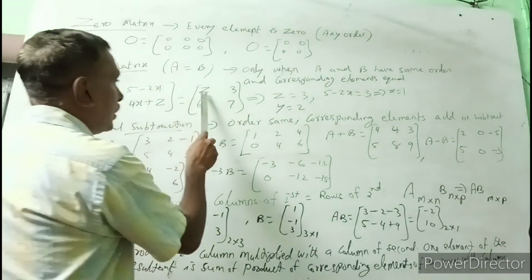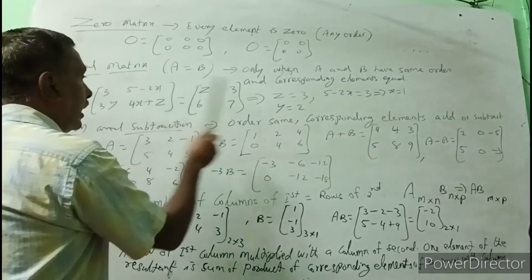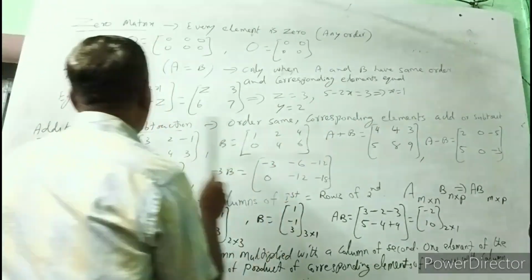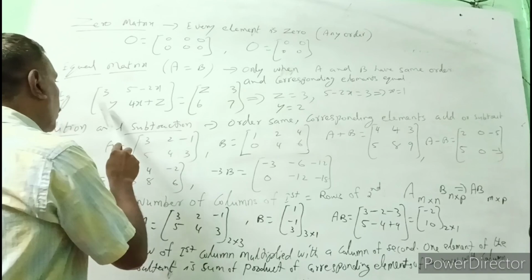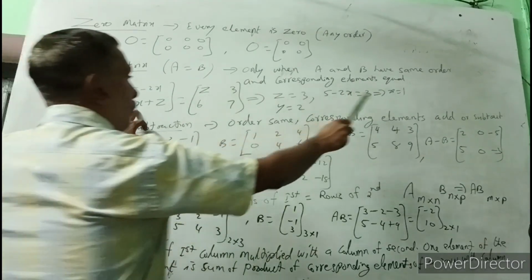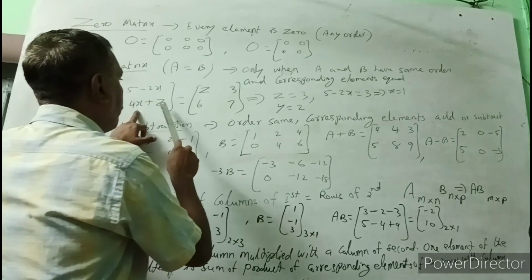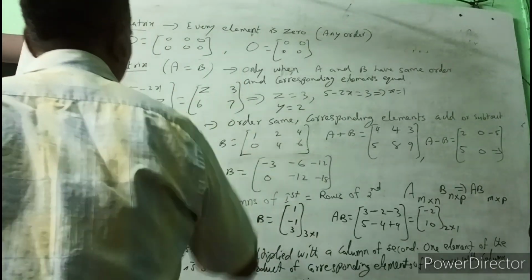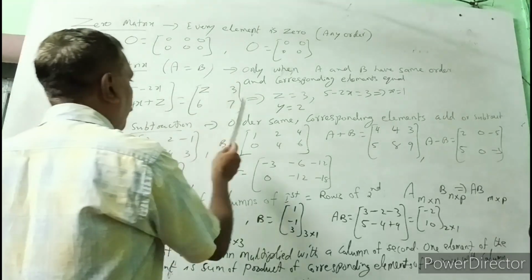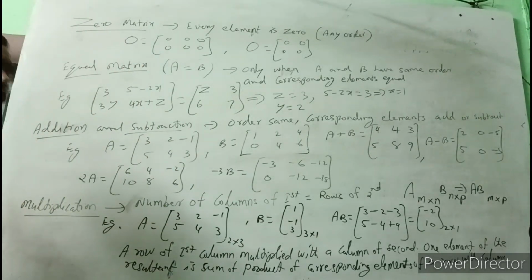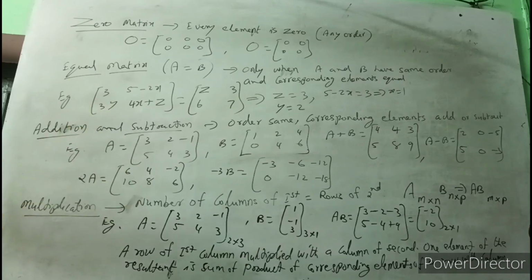The first element must be equal to the first element, that is z must be equal to 3. 5 minus 2x must be equal to 3, so x must be 1. 3y is equal to 6, so y is equal to 2. And 4x plus z: 4 into 1 plus 3, that is equal to 7. So you can equate it like that. It is possible only when their orders are equal and the corresponding elements are also equal.